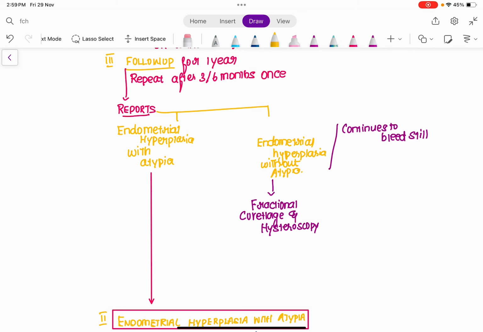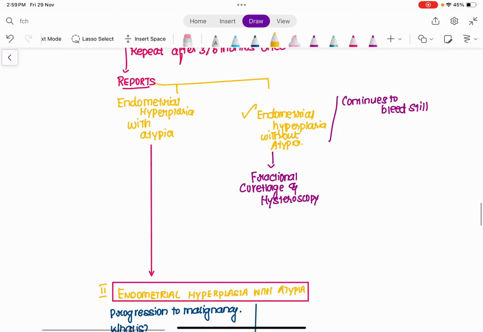If it has not progressed and endometrial hyperplasia without atypia is just persisting, what are you going to do? So with hyperplasia without atypia still persisting, now you have to suspect that there could be chances of progression yet. So you need to do some definitive procedures. Why? Because the endometrial hyperplasia without atypia is still persisting in the female despite the management.